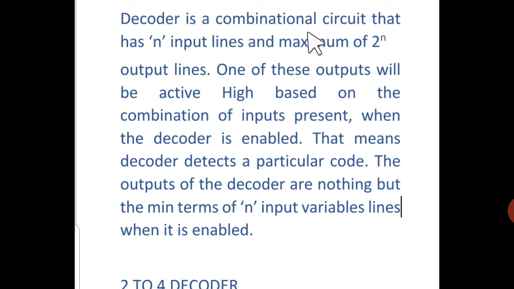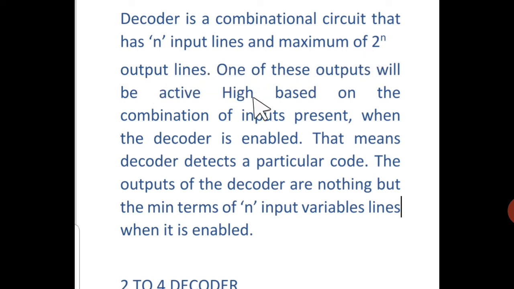And as you know, every circuit has input and output. So a decoder is a combinational circuit that has n input lines and a maximum of 2 to the power n output lines. Means if there are two input lines, the output lines will be 2 to the power 2, where 2 is the value of n. So 2 to the power 2 equals 4. So a decoder with two input lines will have 4 output lines. Similarly, a decoder with 3 input lines will have 2 to the power 3, that means 8 output lines.